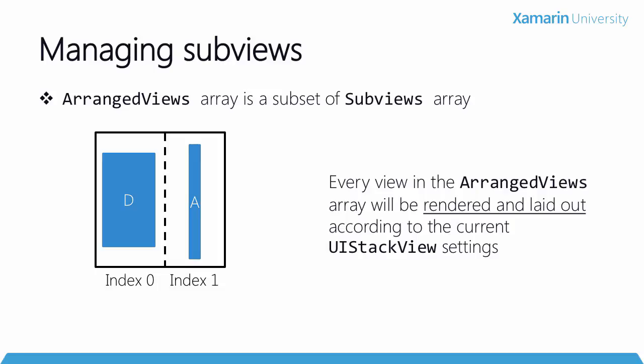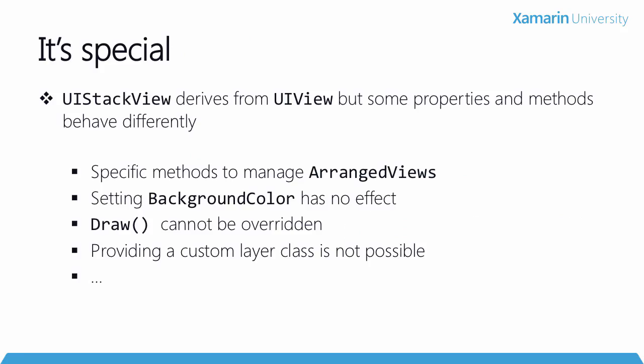If you want to add to the arranged views property, we have some specific methods that we're going to use. So there's addArrangedSubview and removeArrangedSubview. You can also assign directly to that array. Even though UIStackView is a subclass of UIView, it behaves a bit differently and it's special in some sense. There are these methods that we already discussed to manipulate the arranged views array, but there are other things that don't work as expected. For instance, setting the background color simply has no effect. You can check out Apple's documentation if you're interested in the details.